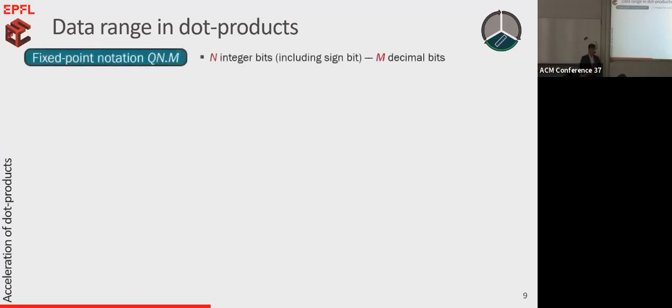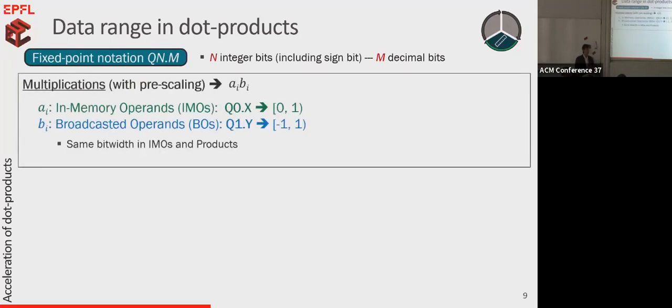Consider that we use quantized data using fixed point notation with n integer bits and m decimal bits. So when we actually have to execute multiplications, our proposal is to pre-scale both input operands. As you see, we have in-memory operands between 0 and 1, so we only need mx decimal bits, while broadcaster operands are between -1 and 1, so we need 1 bit at least for the sign in this case, and we use in general y bits for the decimal parts.